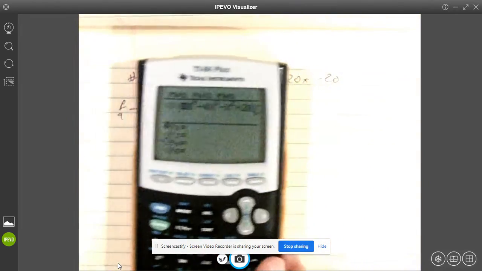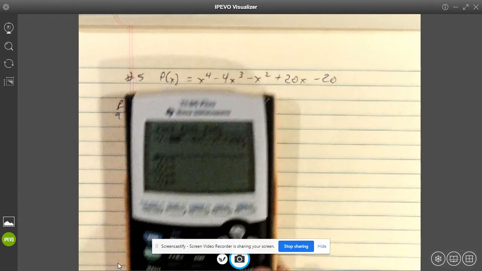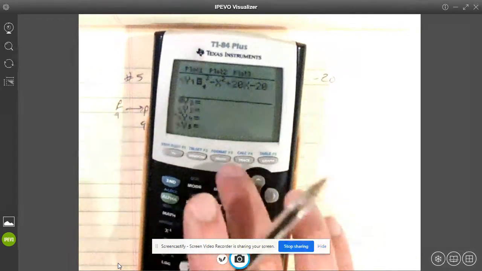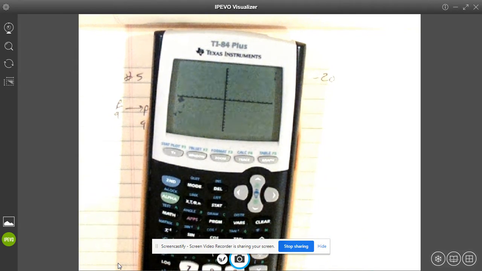So I have gone ahead and graphed this: x to the 4th minus 4x cubed minus x squared plus 20x, and just make sure I got the rest of that correct. Whoops, that should be plus 20x. Let's look here, minus 20. All right, yep. So I'm just going to hit zoom, and then hit number 6 for standard, to get it in that standard window there. Okay, so there's what it looks like.